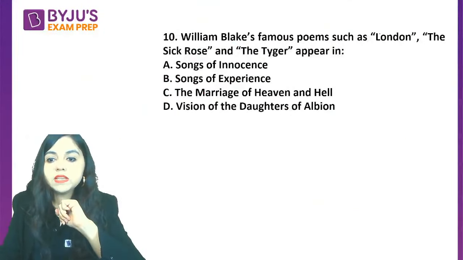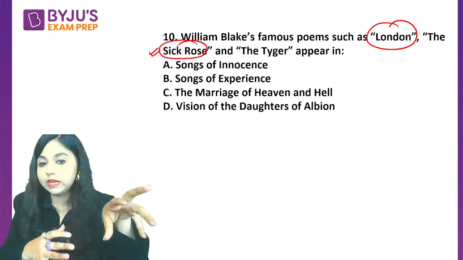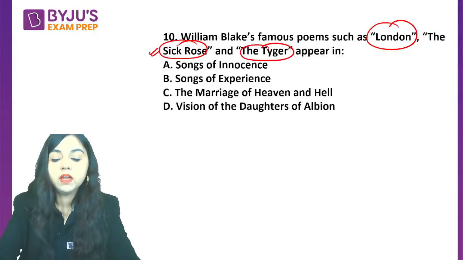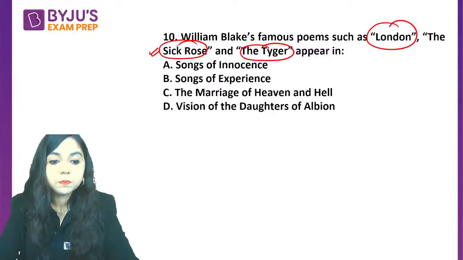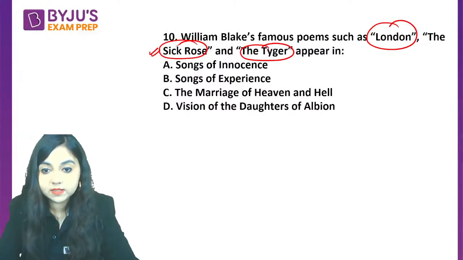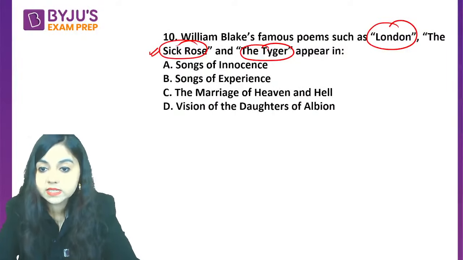William Blake's famous poems such as London, The Sick Rose, The Tiger, we had done this very recently in one of the lectures, in the free sessions. Where are they appearing? Where are we able to see these writings? London, The Sick Rose, The Tiger, where are they appearing?